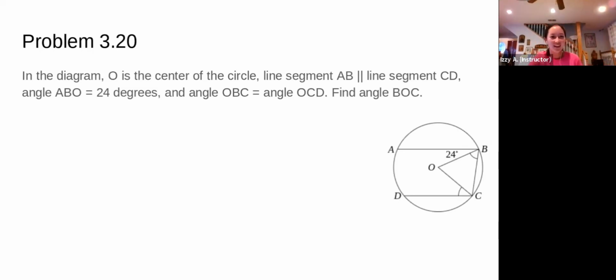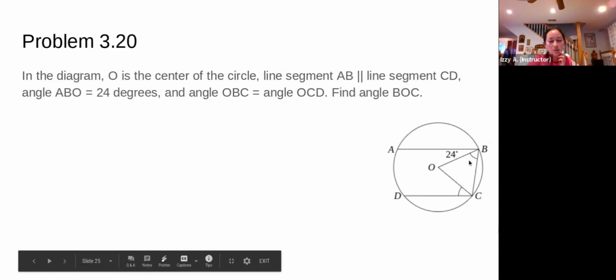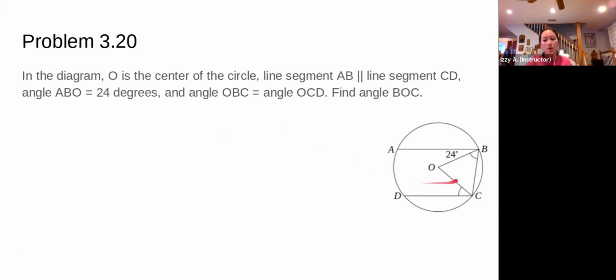Okay, sorry about that. All right, problem 3.2. In the diagram, O is the center of the circle, line segment AB is parallel to line segment CD, and angle ABO is equal to 24 degrees, and angle OBC is equal to angle OCD. We can see all of that with the markings in the problem. And we want to find angle BOC.